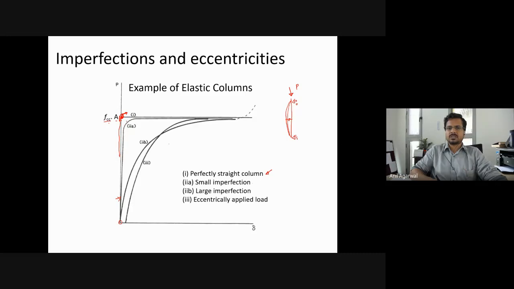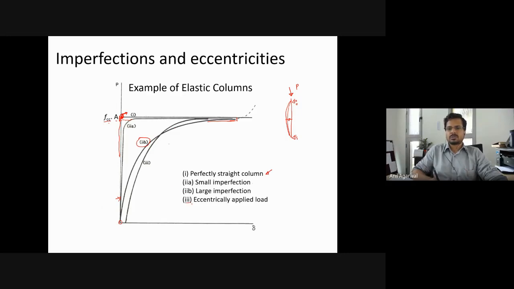And for a small imperfection, the deflection will be increasing gradually, but still it will buckle, and it will be buckling at a load which is very close to the Euler buckling capacity. So that is the behavior 2A. Your P critical now is still very close to your original P critical. Alternatively, if the imperfection is large, then the behavior will be like 2B, wherein it will be buckling slightly sooner than the P critical, and also it will have large lateral deformations.